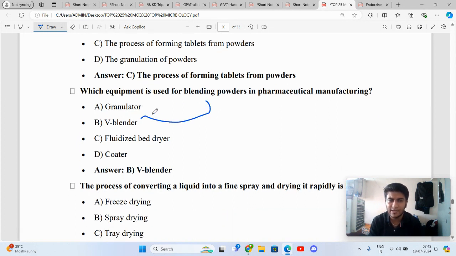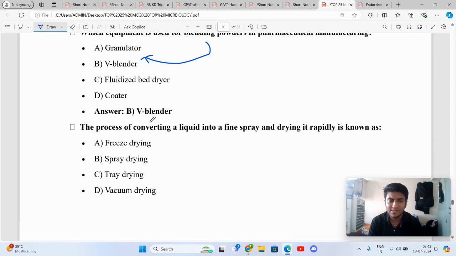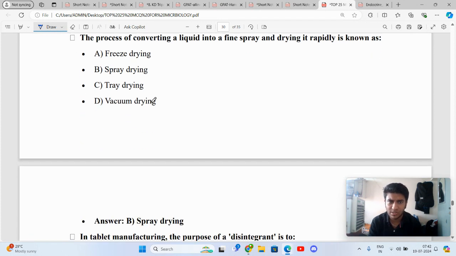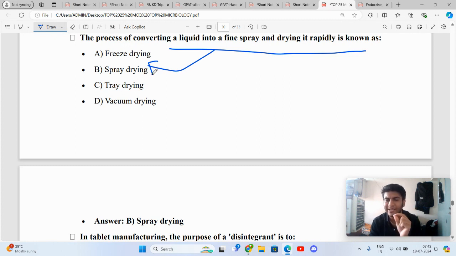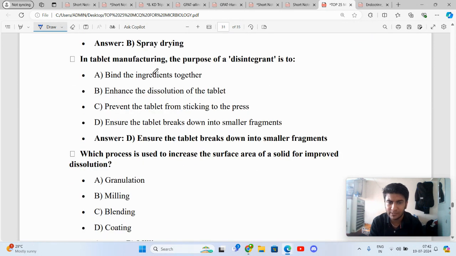Again, it is V blenders, double cone blenders. V blenders are the most commonly used mixers in the pharmaceutical industry. The process of converting a liquid into spray and drying it rapidly is called spray drying. In spray drying, there is quick conversion of a liquid into fine droplets or fine spray particles.